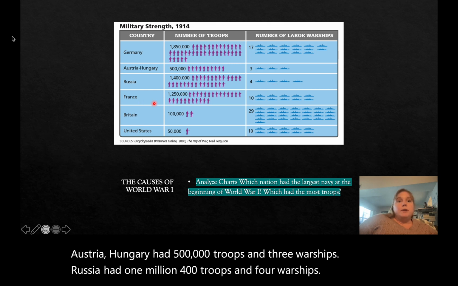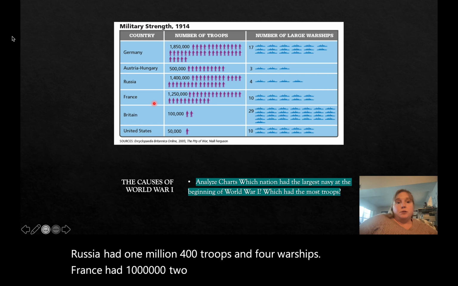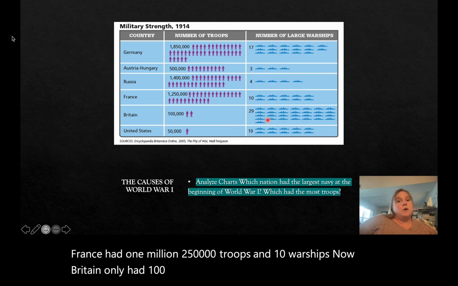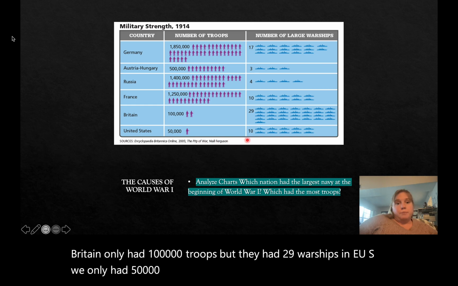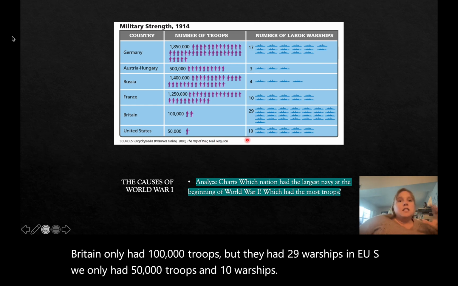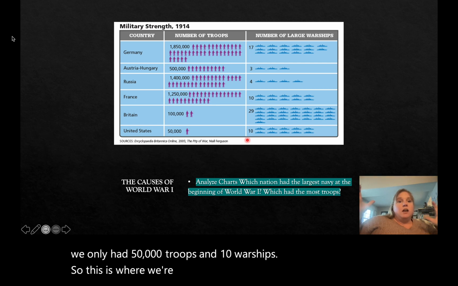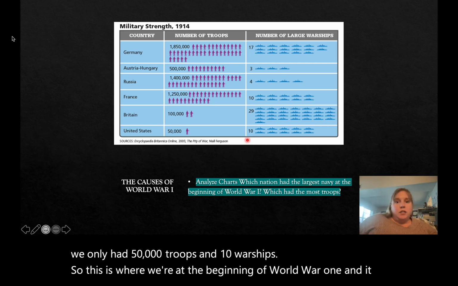France had 1,250,000 troops and 10 warships. Now, Britain only had 100,000 troops, but they had 29 warships. In the U.S., we only had 50,000 troops and 10 warships. So this is where we're at the beginning of World War I, and it really paints a picture.